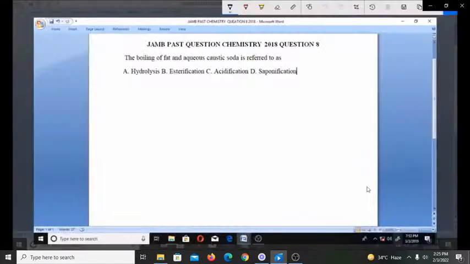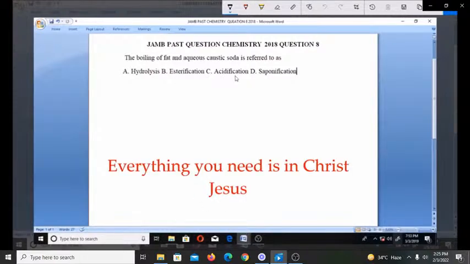Yes, let's look at this JAMB past question, Chemistry 2018, question number 8. The boiling of fats and aqueous caustic soda is referred to as A. Hydrolysis, B. Esterification, C. Acidification, D. Saponification.